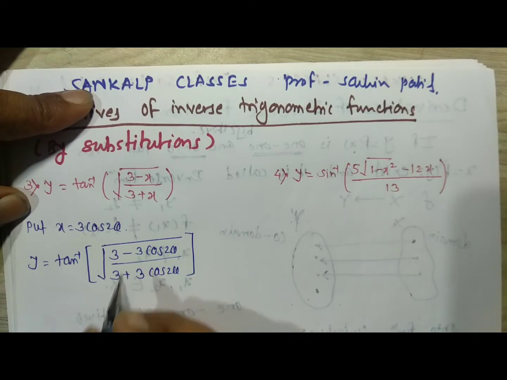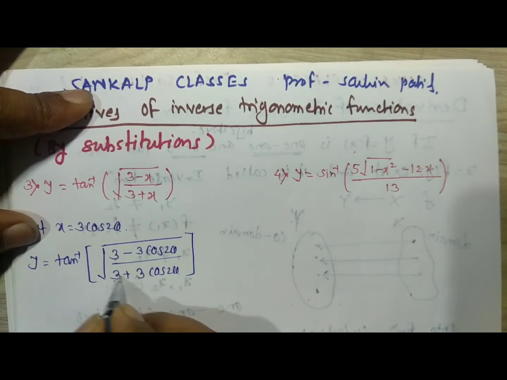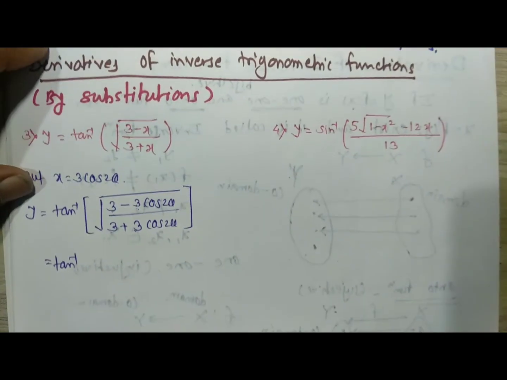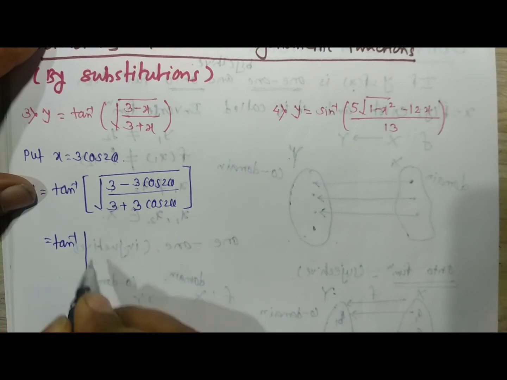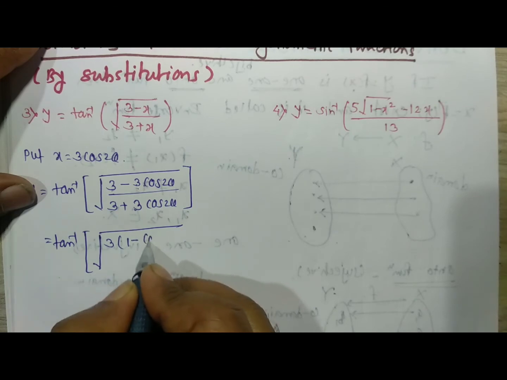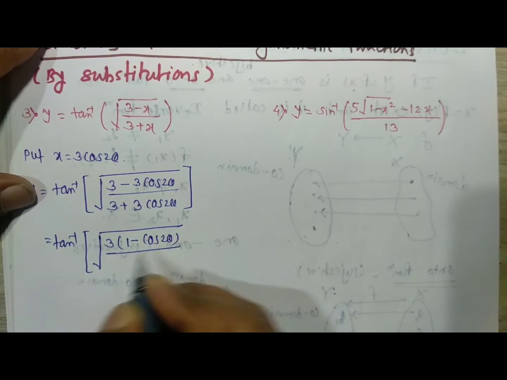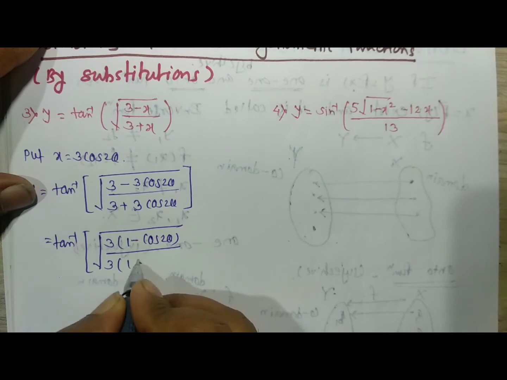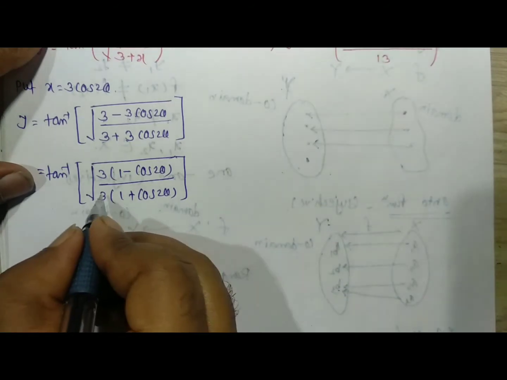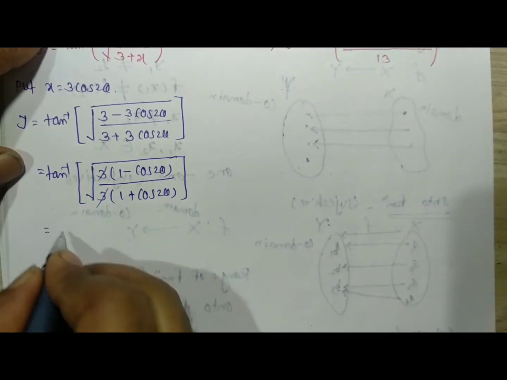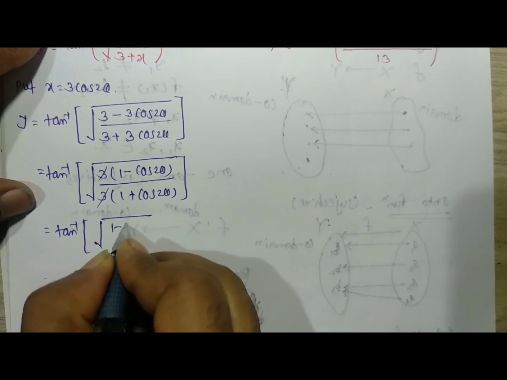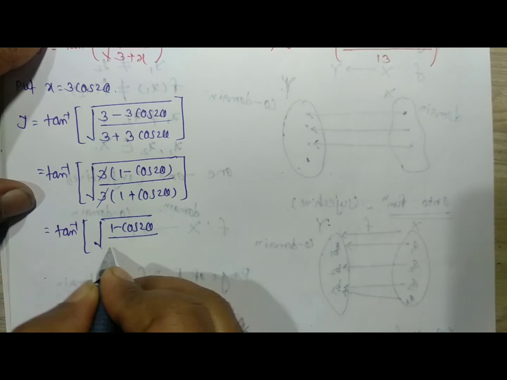3 is taken common from both numerator and denominator, and you will get tan inverse inside the bracket square root of 3 taken outside, 1 minus cos 2 theta, divided by 3 taken outside, 1 plus cos 2 theta. The 3s cancel each other. We will get tan inverse inside the bracket square root of 1 minus cos 2 theta divided by 1 plus cos 2 theta.